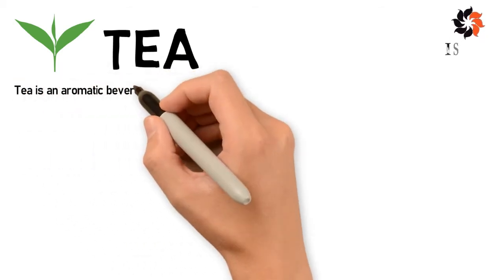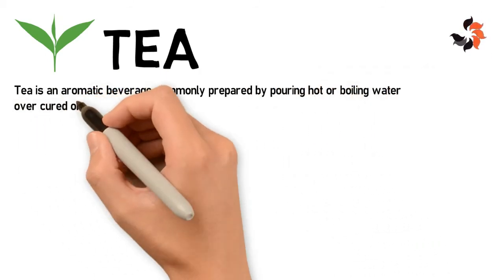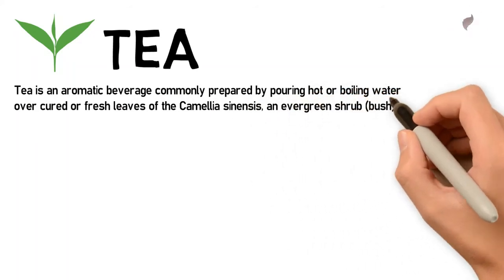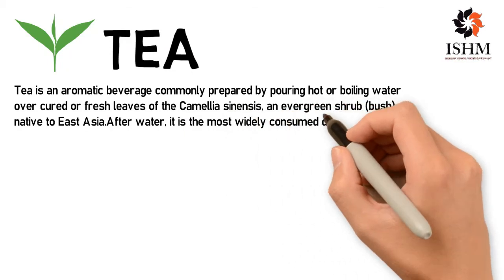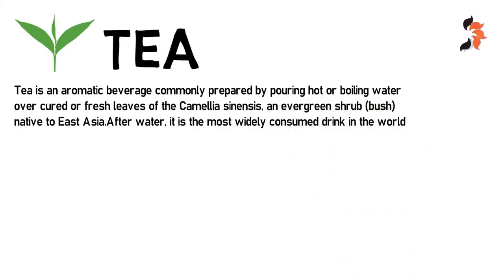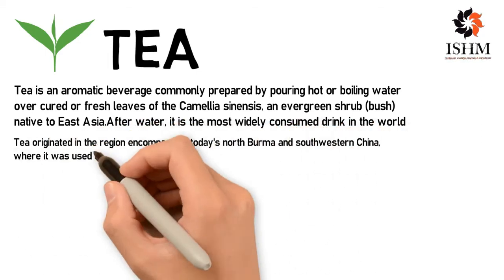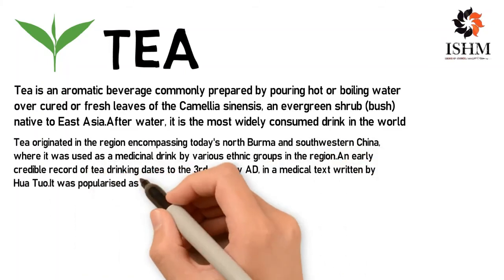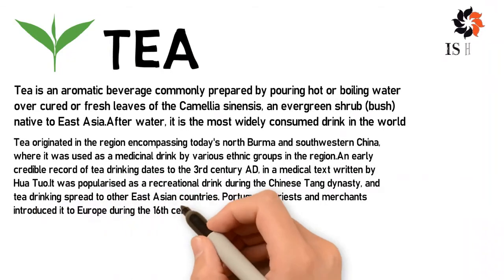The definition of tea is an aromatic beverage commonly prepared by pouring hot or boiling water over cured or fresh leaves of the Camellia sinensis, an evergreen shrub or bush native to East Asia. After water, it is the most widely consumed drink in the world. Tea originated in the region encompassing today's North Burma and southwestern China, where it was used as a medicinal drink by various ethnic groups in the region.